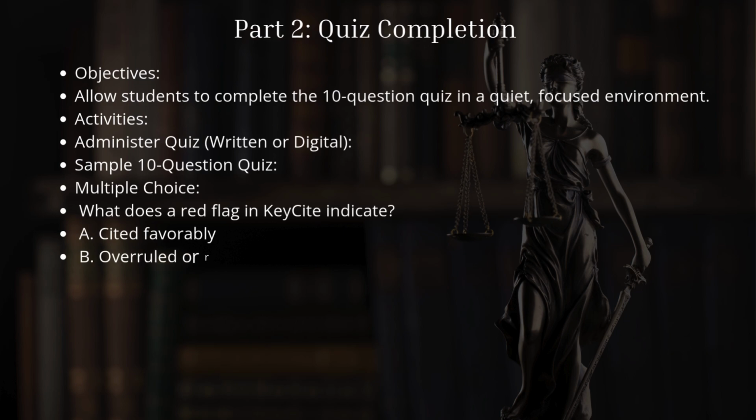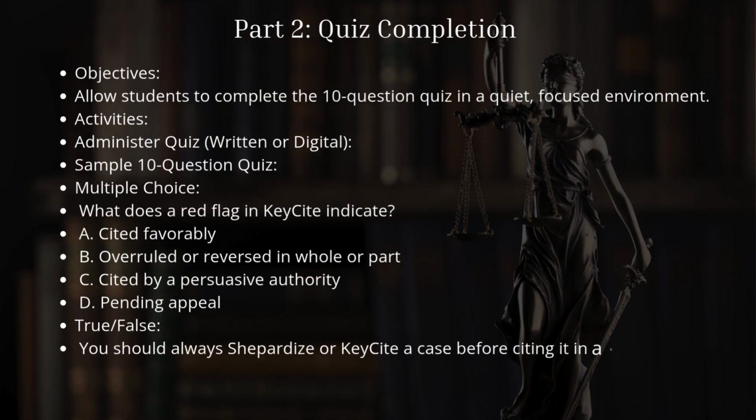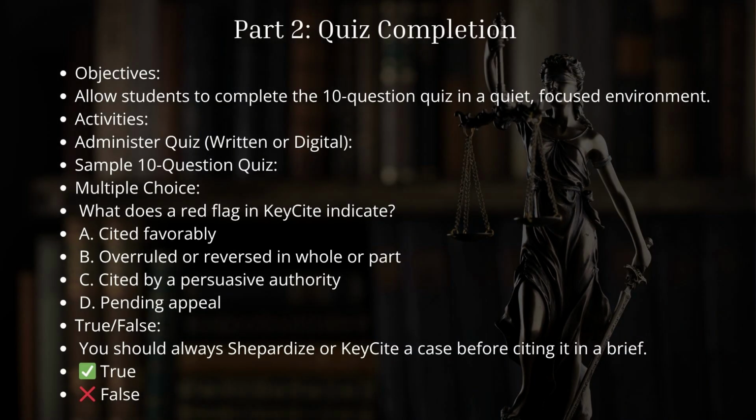What does a red flag in KeyCite indicate? A. Cited favorably. B. Overruled or reversed in whole or part. C. Cited by a persuasive authority. D. Pending appeal. True/false: You should always Shepardize or KeyCite a case before citing it in a brief. Check mark true, cross mark false.